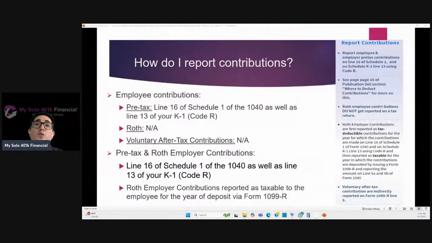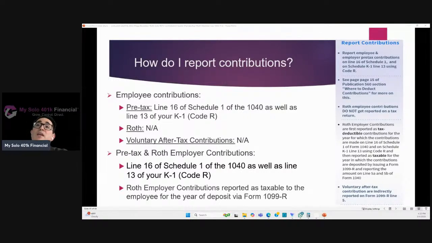Plus, if you're age 50 or older, another $7,500, if you've got the self-employment income to justify it, or if you're age 60 to 63, another $11,250 instead of the $7,500, because that's the super catch-up contribution limit.